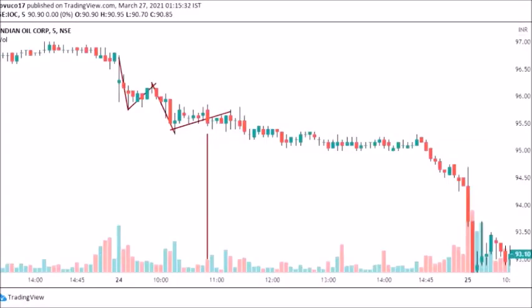Let us check out some examples for strategy 2. You will get this setup almost every day. Very frequently you will get it. It may be in the index or in the stocks. Strategy 1 is very difficult to find. It's very rarely found, but strategy 2 you can find very frequently.